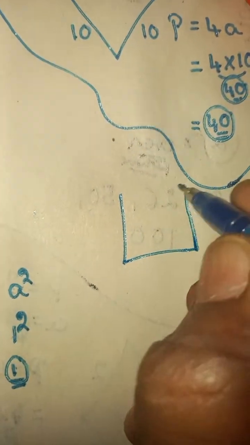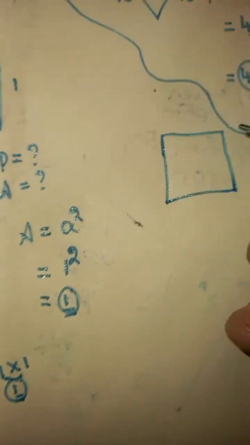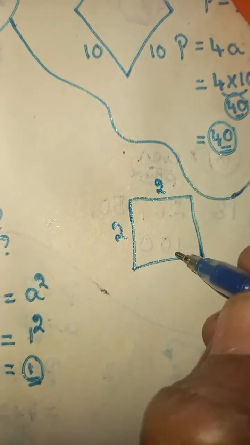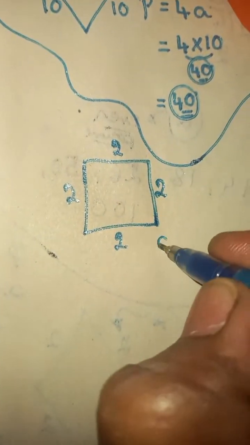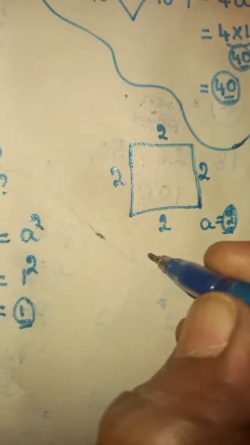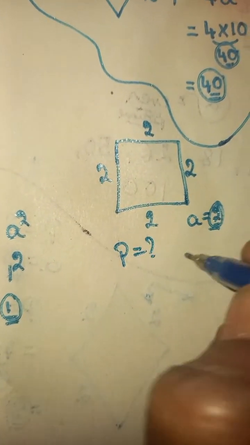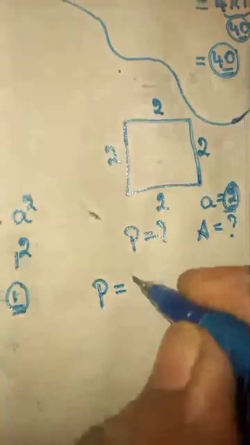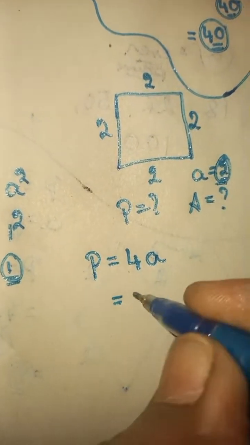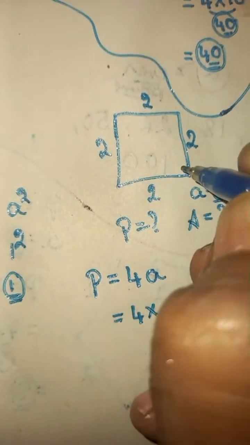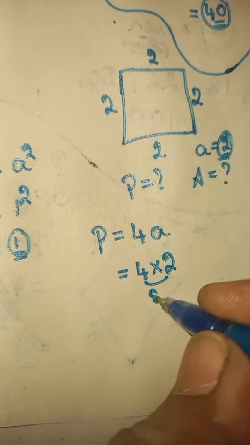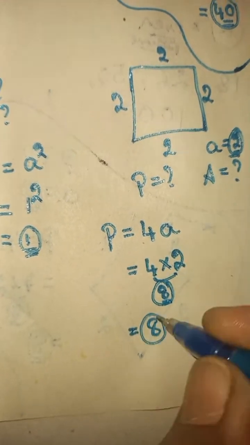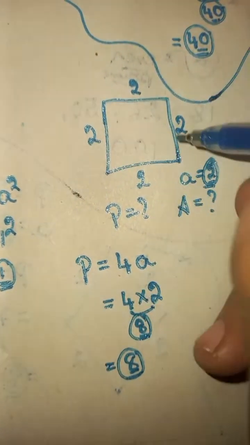In this square they have given all sides as 2 units. The side length is 2 units, and you need to find the perimeter and the area. Perimeter of the square is 4 times the side length, that is 4 times 2 units, which becomes 8 units. 8 units is the perimeter or boundary length of the square.